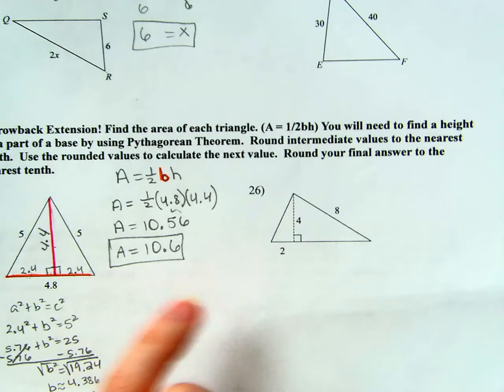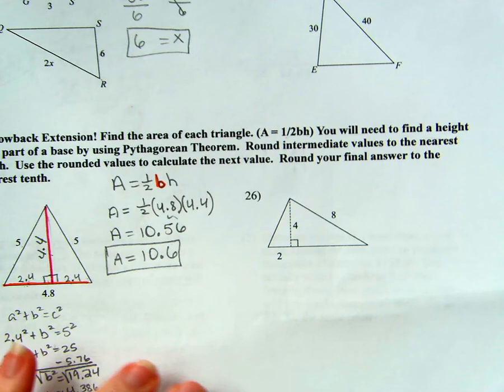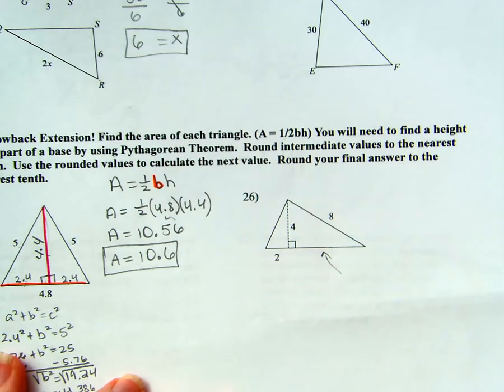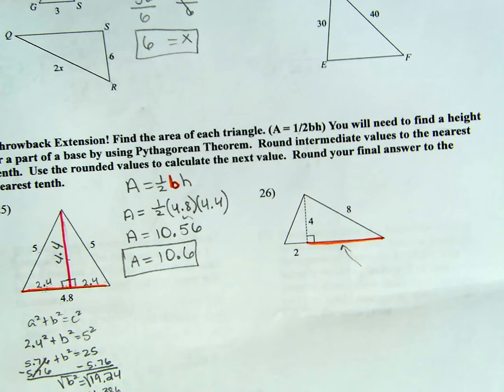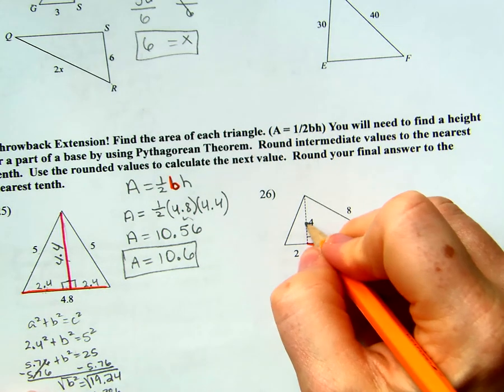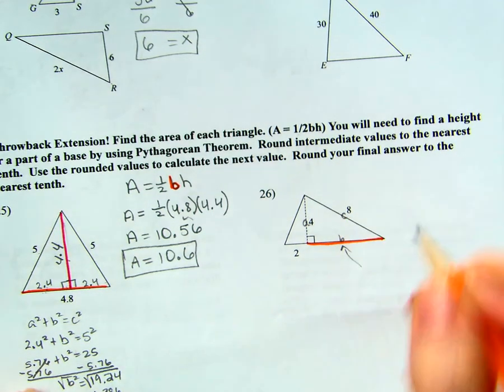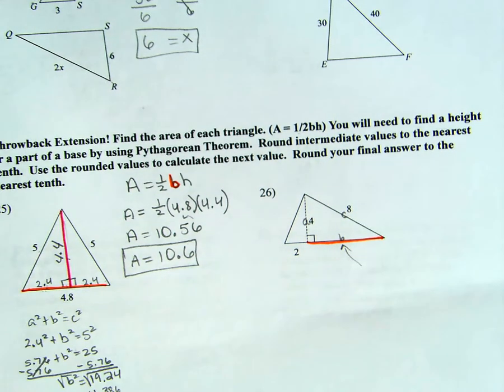25 works similarly, but you have to solve for this part first, right? So A, B, C, and solve for B first.